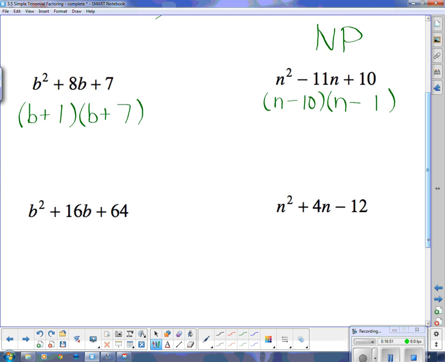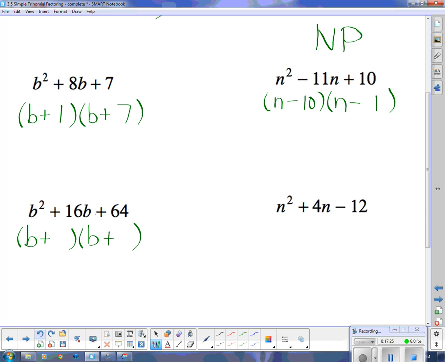Carrying on. This one might be a little tricky because 64 has a lot of factors. So we put down our two sets of brackets. We know we have B's at the front. I look at this sign first. It's positive. That tells me that both the signs in here and in here are the same. So I either need two positives or two negatives. This tells me that they're both positive. So what multiplies to 64 and adds to 16?